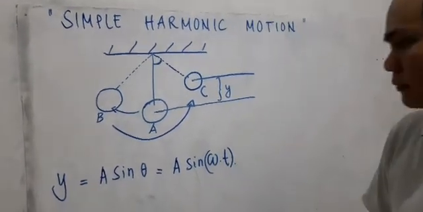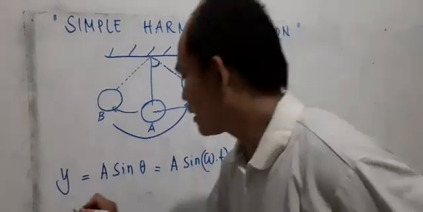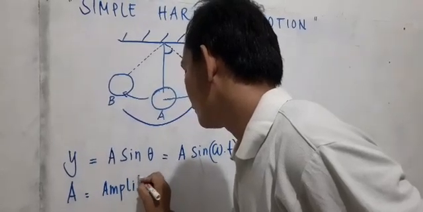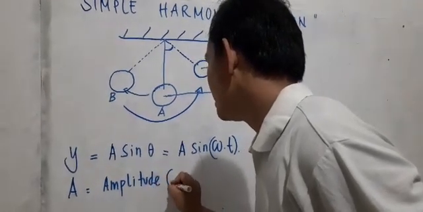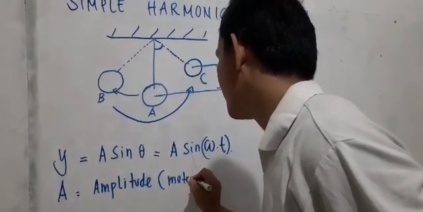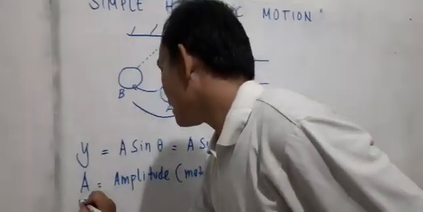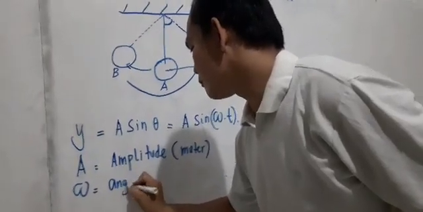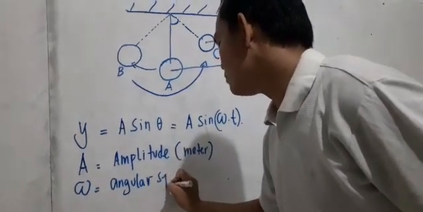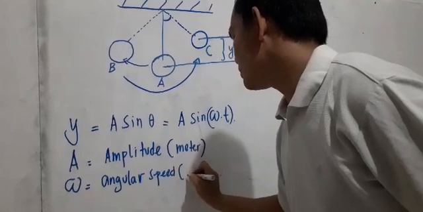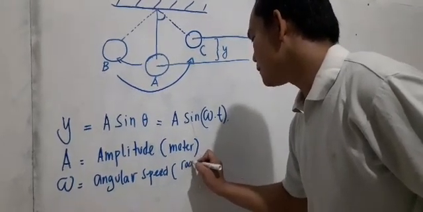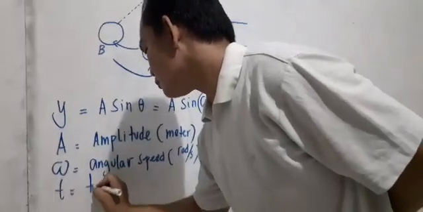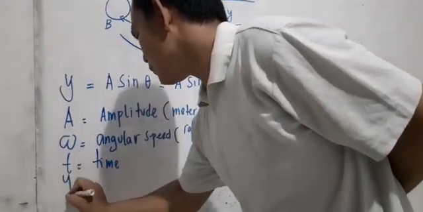Now A is the amplitude. Amplitude in the international unit is in meters. Omega here is the angular speed. The angular speed is measured in radians per second. And then t is time, and y itself is the deviation.